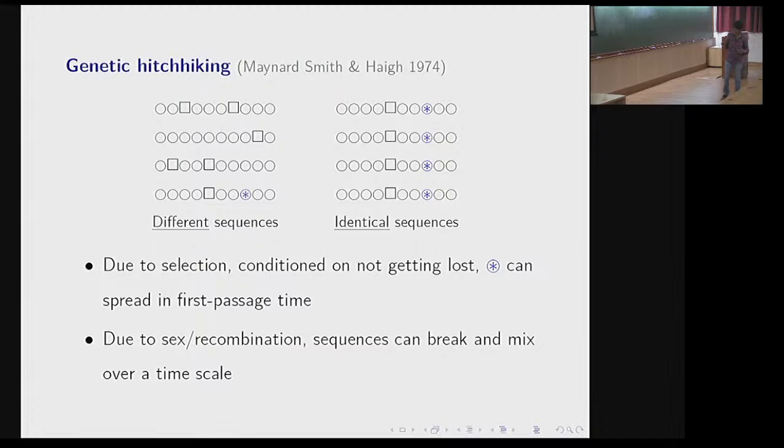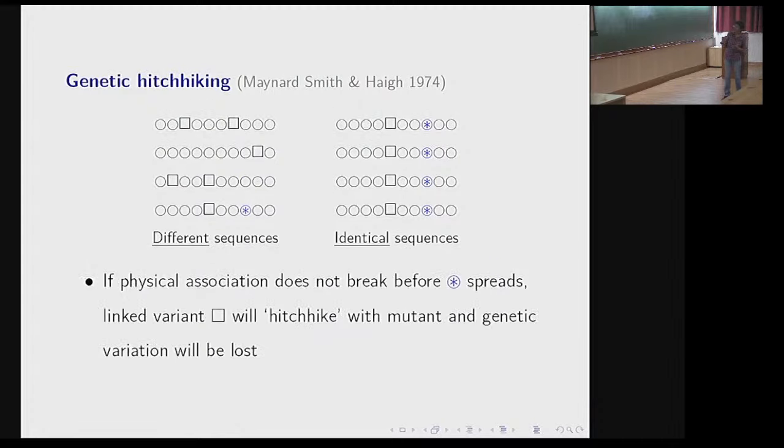Okay? So the point is this. If I have these sequences which are physically linked, these variants which are physically linked, and I don't break these sequences, then while this is spreading through the population, the variant which is physically linked to it will also hitchhike with it.